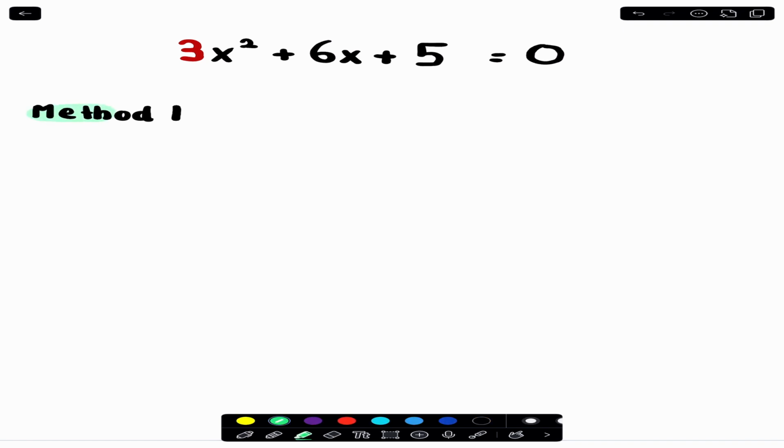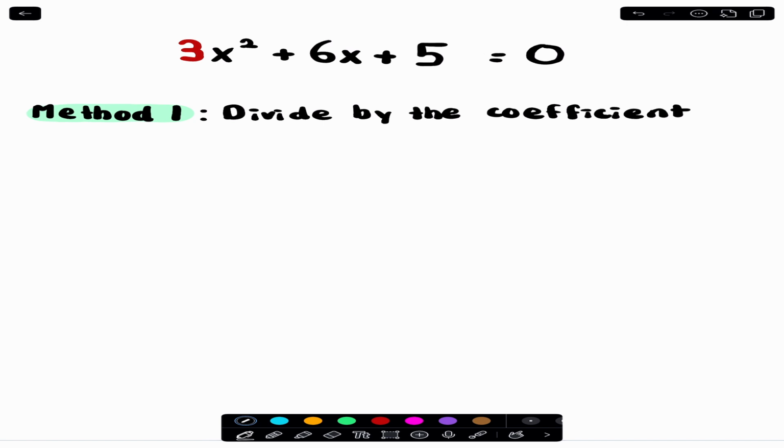So method 1 would look something like this. Currently, the coefficient of x squared is not equal to 1, it's equal to 3, but we can make it equal to 1 by dividing this whole thing by 3. So that's the first method. You're going to take the coefficient of x squared, which in this case happens to be 3, and you're going to divide that across all terms.